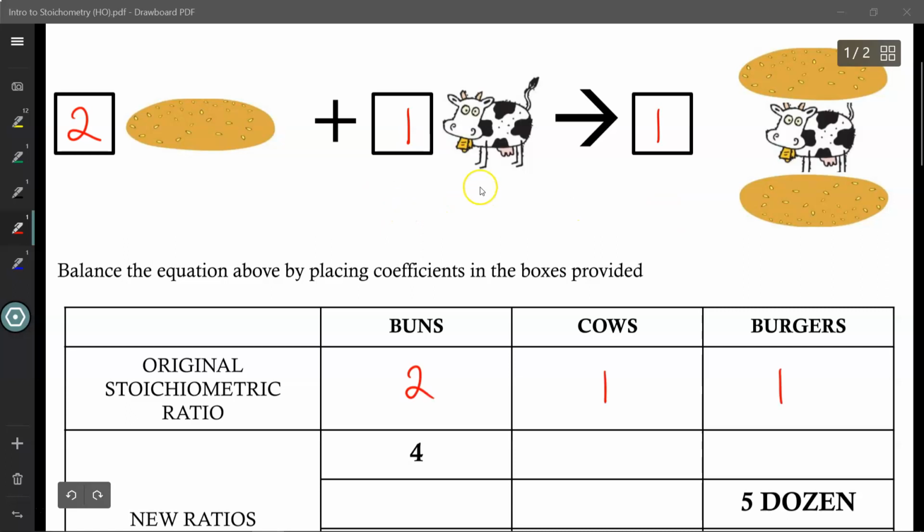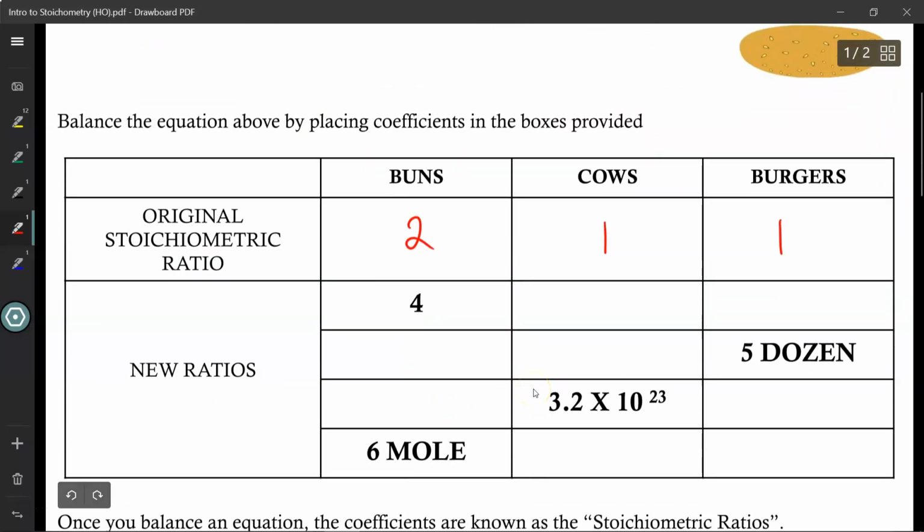of each. Now, once you have this initial ratio, you can start to scale things up. So if I have 4 buns, how many cows would I need and how many burgers would that make? Since the initial ratio was 2 to 1 to 1, the new ratio would be 4 to 2 to 2. But these are nice pretty numbers. Let's try something a little uglier.